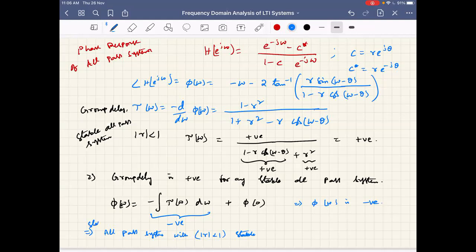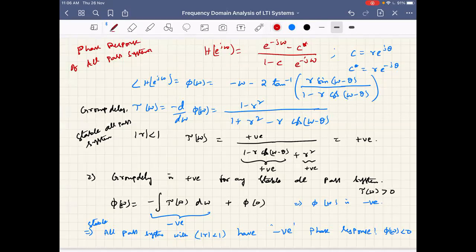Stable alpha system. Having all poles inside the unit circle will have negative phase response. So always phi of omega is less than 0. And the group delay, tau of omega, is greater than 0. These are good properties of an alpha system. We will see the implication of these properties in the discussion now.